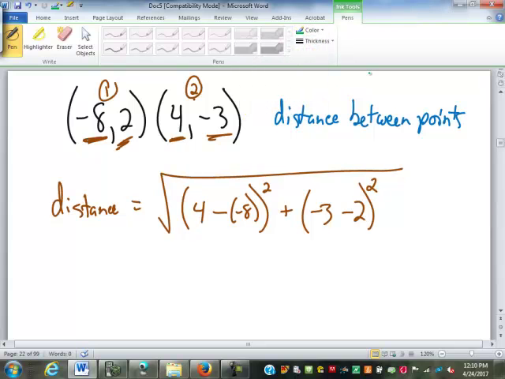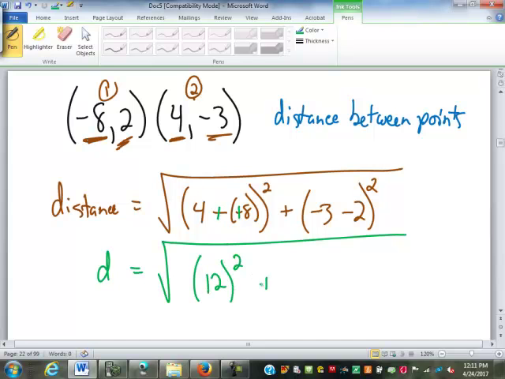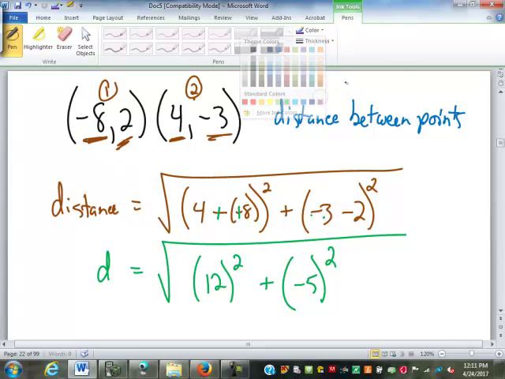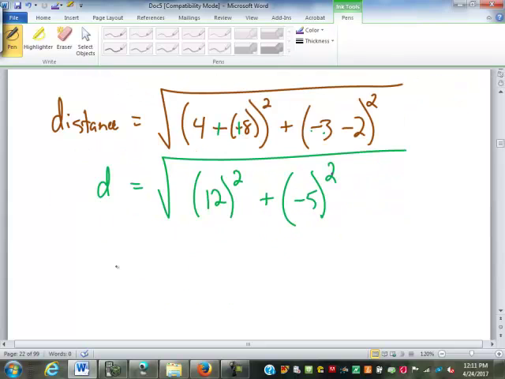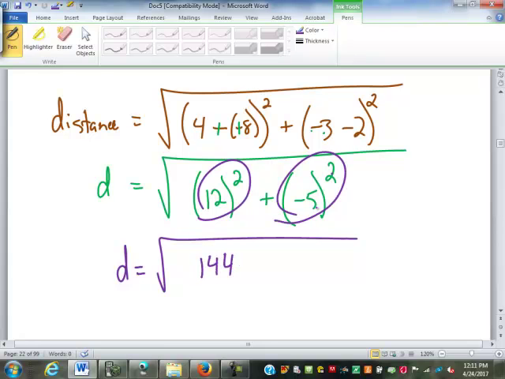Now again, I'm going to work this one out by hand. 4 minus a negative 8 is going to be 4 plus a positive 8. That's 12. Plus negative 3 minus 2 is going to be a negative 5. Now, even though that came out to be a negative, it's not going to matter because we're going to square it in this next step. 12 squared is 144. Negative 5 squared.